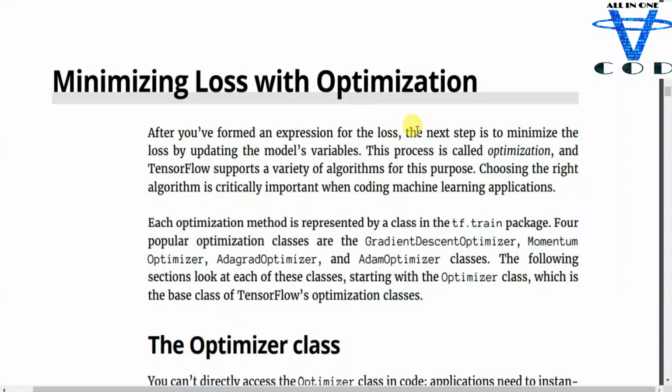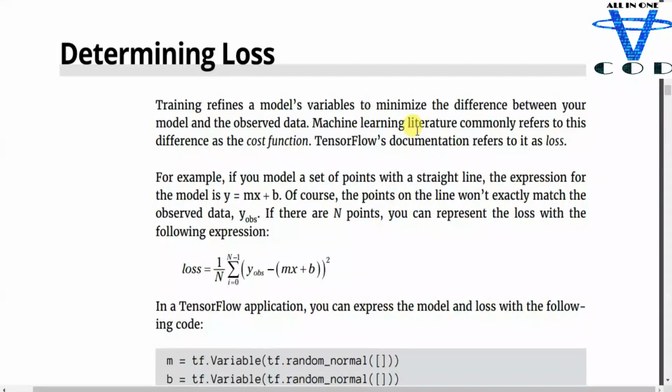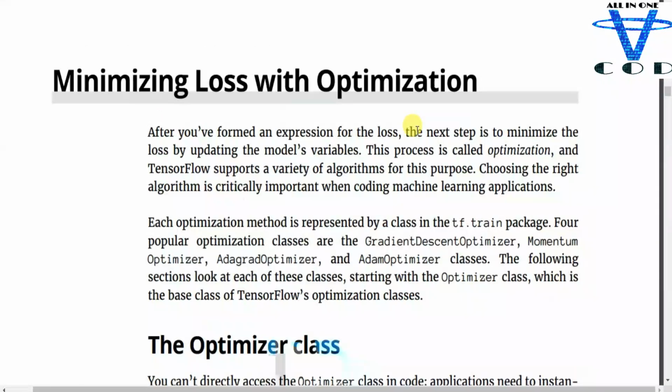Welcome back programmers. In today's section we are going to talk about how to minimize loss with optimization. In the previous video we talked about how to determine the loss. After you form an expression for the loss, the next step is to minimize the loss by updating the model's variables. This process is called optimization.